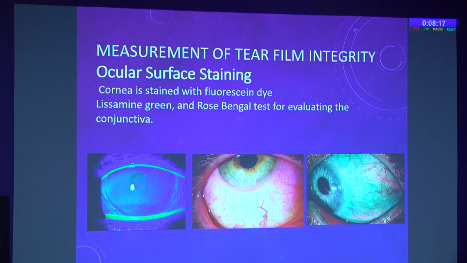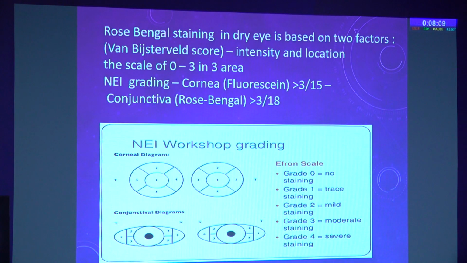How do you measure the tear film integrity? You have to stain the cornea with fluorescein or the conjunctiva with lissamine green and rose bengal. According to the rose bengal staining, the intensity and location of staining in the conjunctiva is taken into consideration and graded accordingly. According to National Eye Institute grading, for the cornea, fluorescein staining anything more than 3, and the conjunctival rose bengal staining anything more than 3 is also significant of a dry eye.